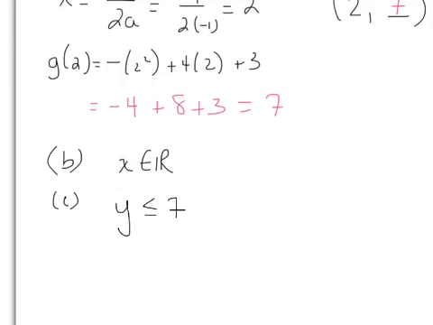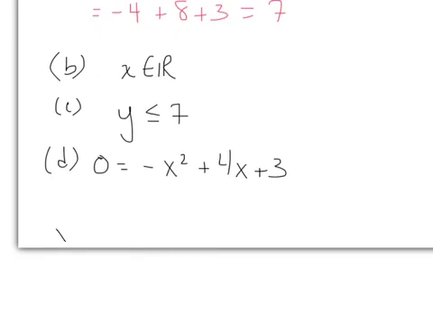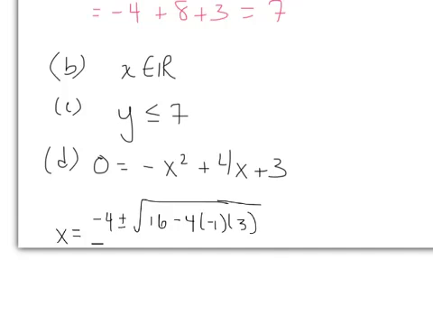Finally, part D says to find the zeros of g. Well, to find the zeros of g, we have to set the quadratic equal to 0. So we get 0 equals negative x squared plus 4x plus 3. In this case, this is not factorable, so we'll use the quadratic formula. We'll say x equals negative b plus or minus the square root of b squared minus 4 times a times c all over 2a. And as a result, I'll end up getting here 4 plus or minus root 28.